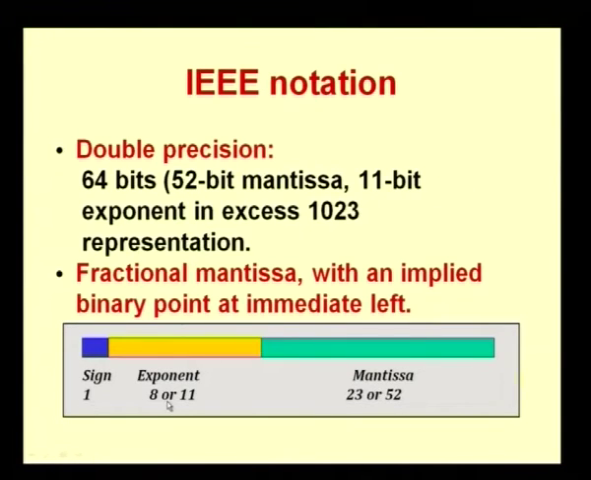So, 1 sign bit, the exponent is 8 or 11 depending on whether it is a single precision or a double precision representation, and the mantissa is 23 or 52 depending on whether it is single precision or double precision. So, single precision is 1, 8, 23, double precision will be 1, 11, 52. These are two standards that we use for single precision and double precision representations as specified by the IEEE notation.